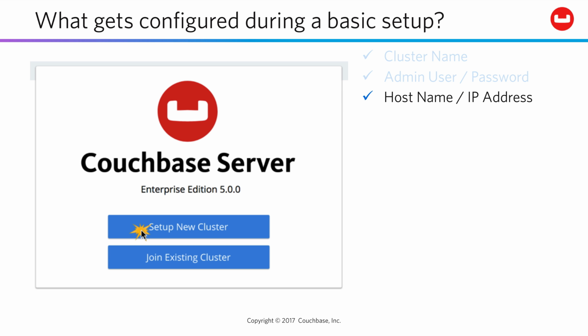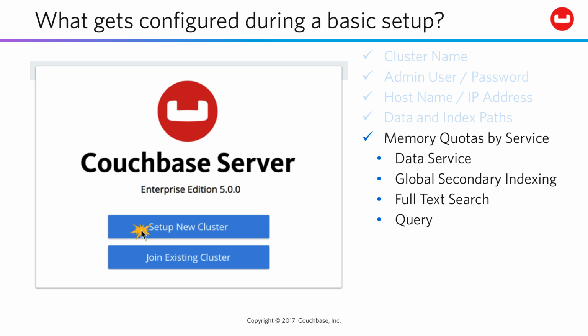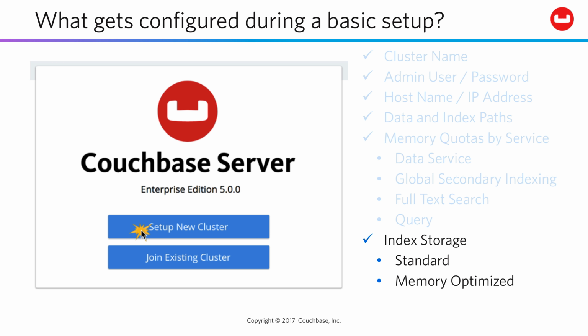You'll provide the host name and IP address, or accept the defaults, as well as paths for the data and index files, unless, again, the defaults work for you. Then you'll assign memory quotas for each service, and indicate whether to use standard or memory-optimized indexing. For detailed information on memory quotas and indexing, check out our documentation and online articles.